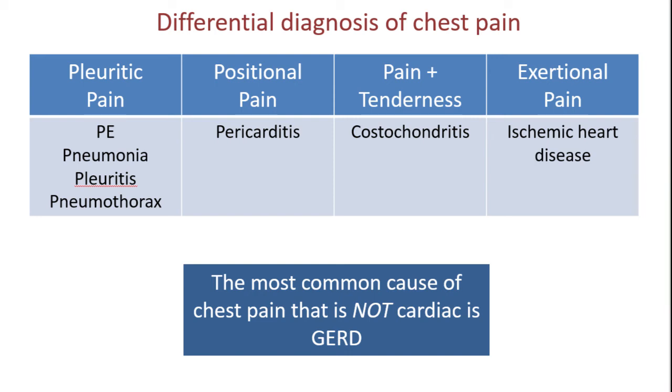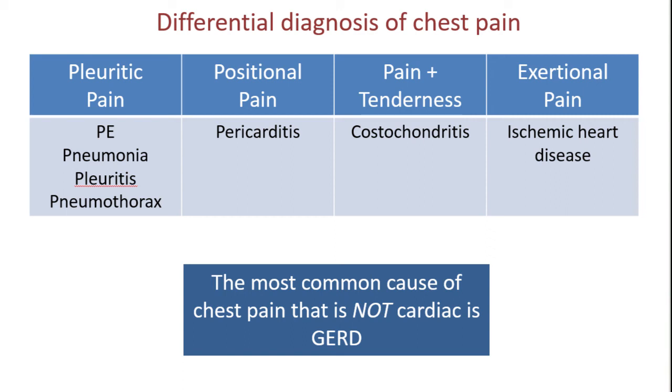Positional pain, pericarditis. It changes with position. Pain plus tenderness, costochondritis. It hurts at my chest, but it hurts more when I press, costochondritis. Exertional chest pain, ischemic heart disease.